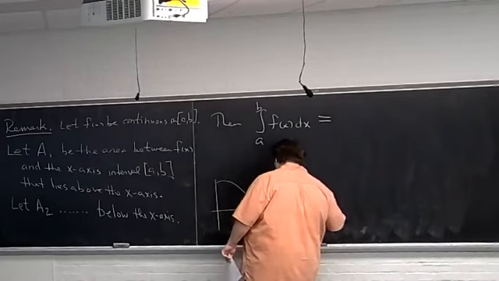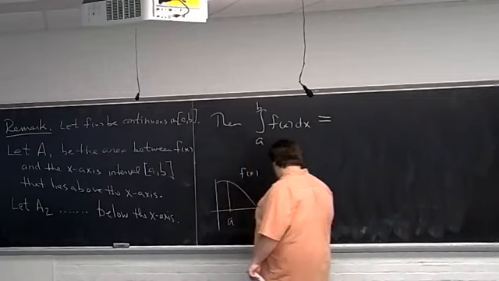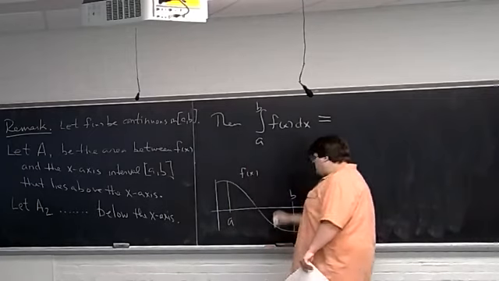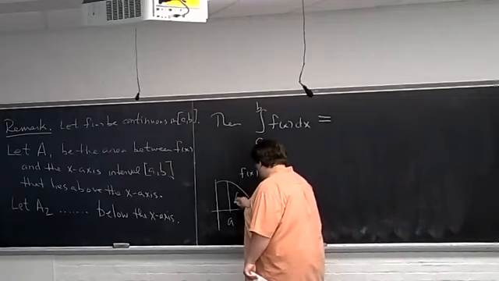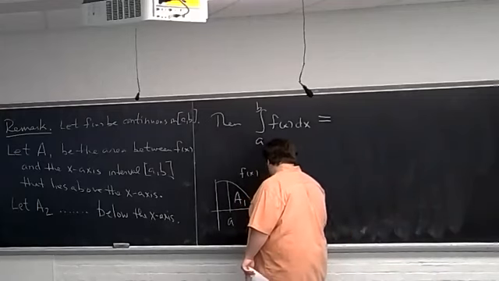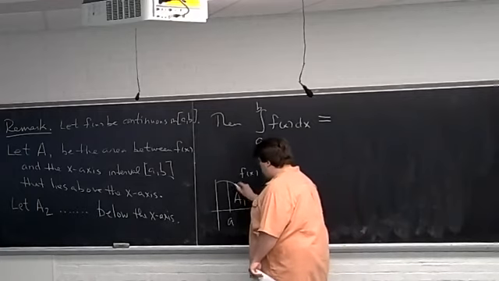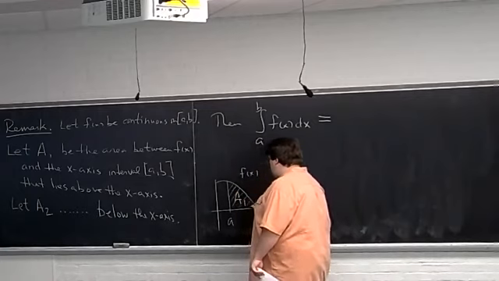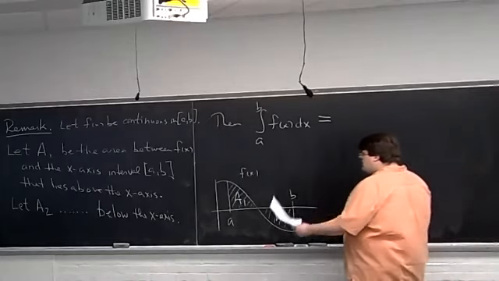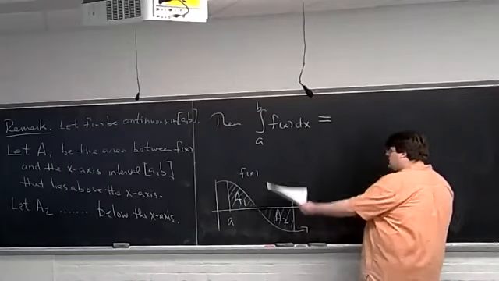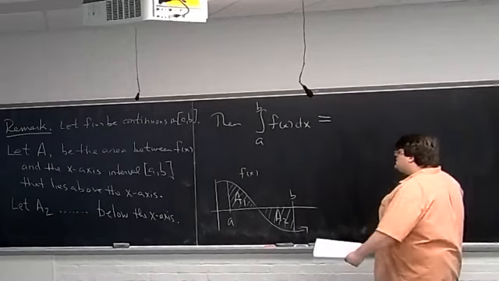Now we can use a curve like the one I had over there. Here's f of x. There's a. Let's say there's b. Here there's only one piece above the x-axis. There's one piece below. A1 is the total area between f of x and the x-axis on the interval a to b that lies above. A2 is the same but below. What does the integral give us?